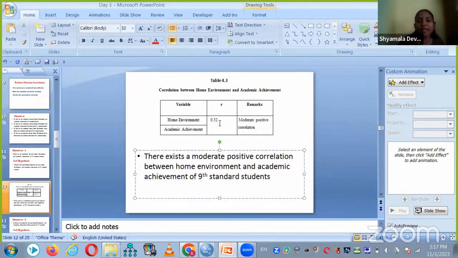We know the R value, and with the help of this R value, you check the interpretation table and write whether it is moderate, high, or low. Then you write the interpretation: there exists a moderate positive correlation between home environment and academic achievement of 9th standard students. Is that clear? If it is clear, I will move to the next objective. Thank you, Ambika. So next we are moving to objective 2.